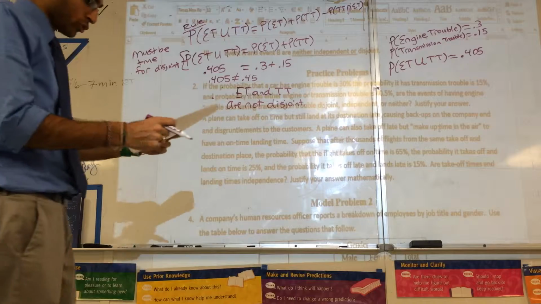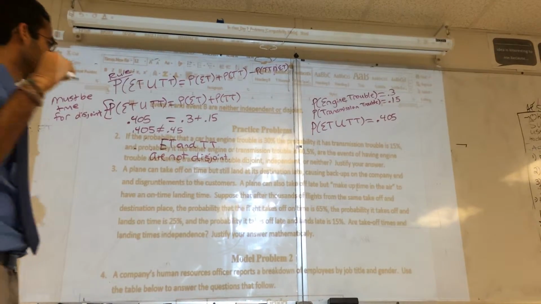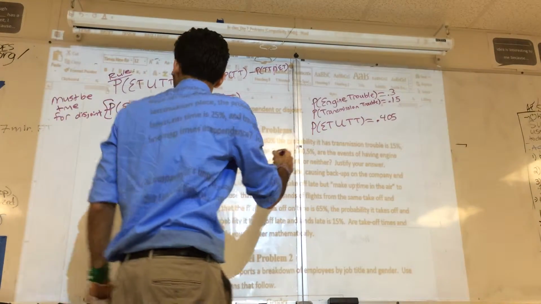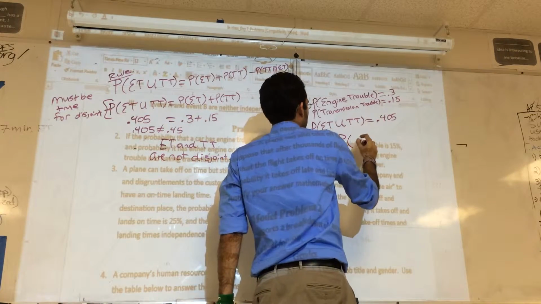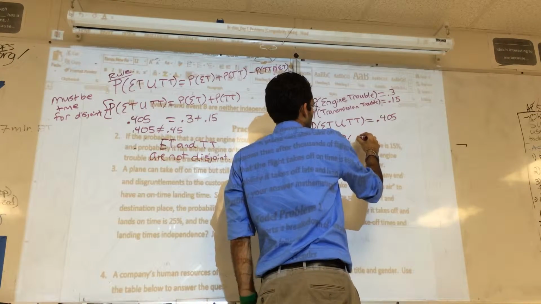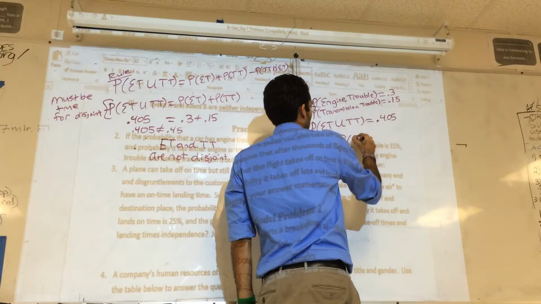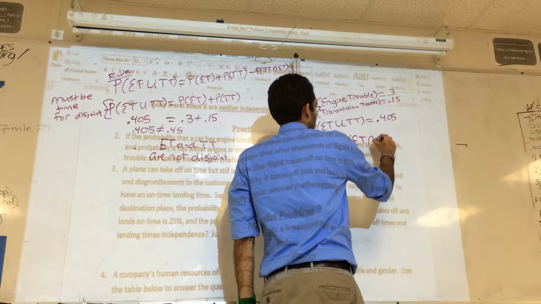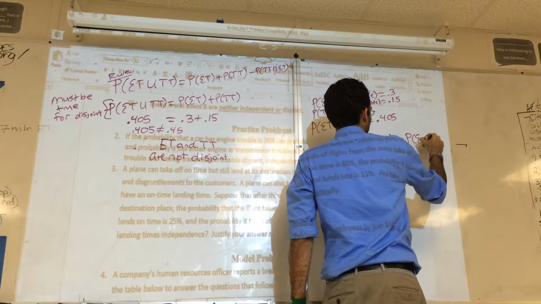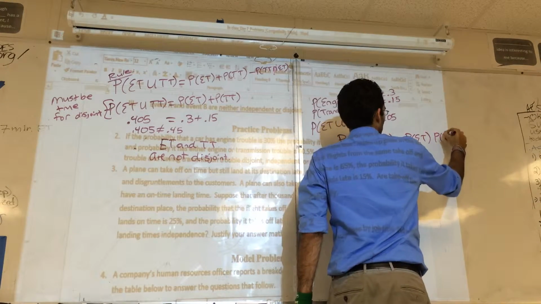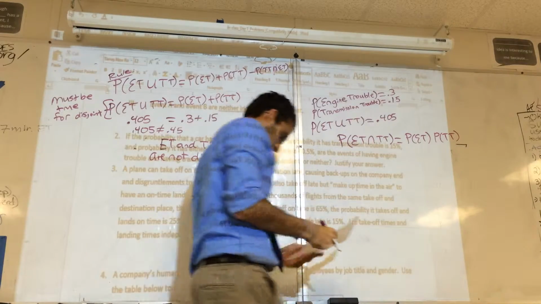Let's find out. If the events were independent, then the probability of engine trouble and transmission trouble would be the probability of engine trouble times the probability of transmission trouble.